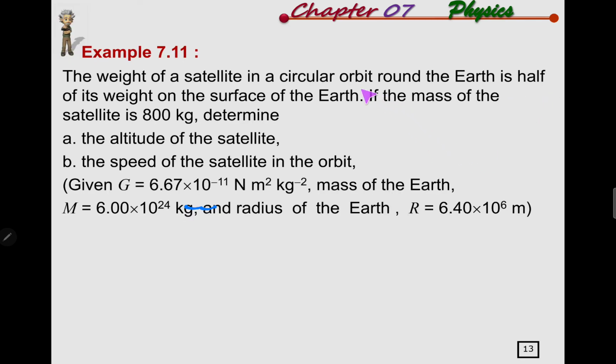Next, example 7.11. For this one, the weight of a satellite in a circular orbit around the Earth is half of its weight on the surface of the Earth. So the weight becomes half. The mass of the satellite is given, 8000 kg. They want us to determine the altitude and the speed of the satellite.